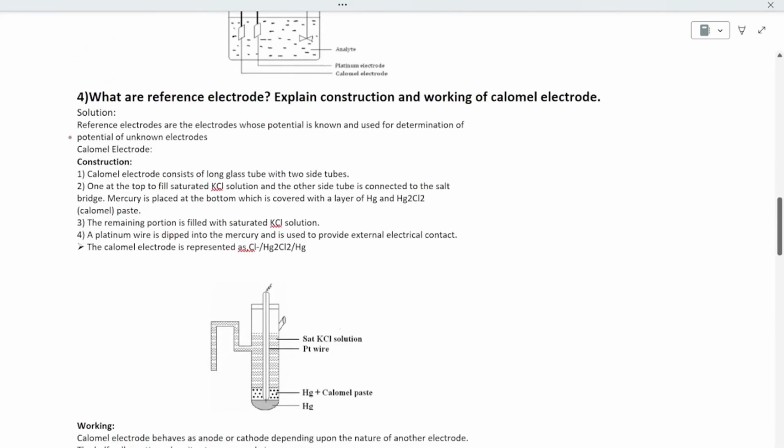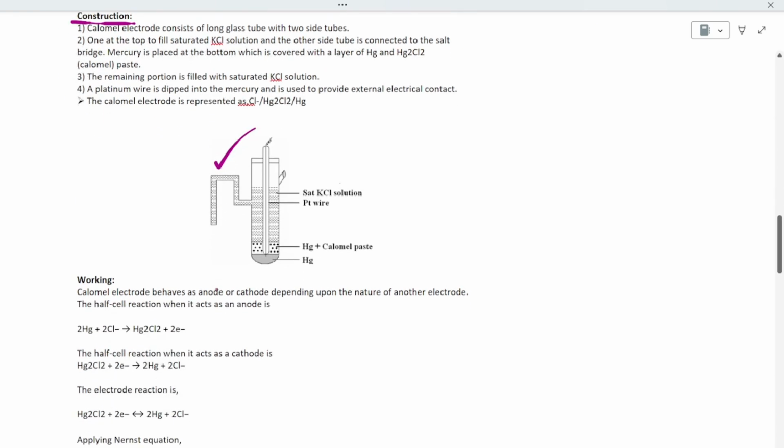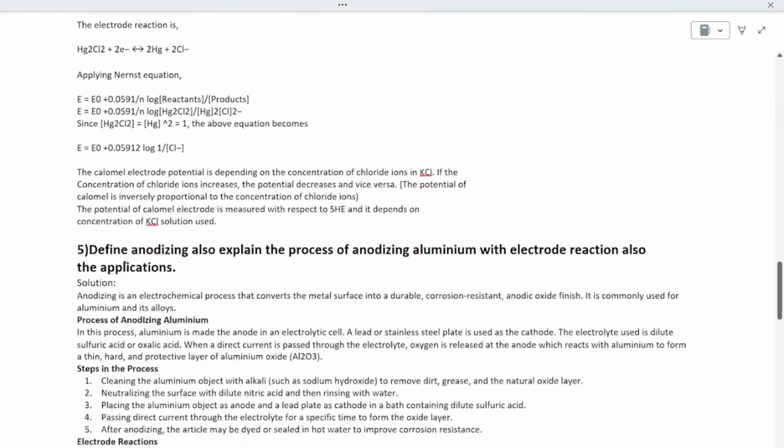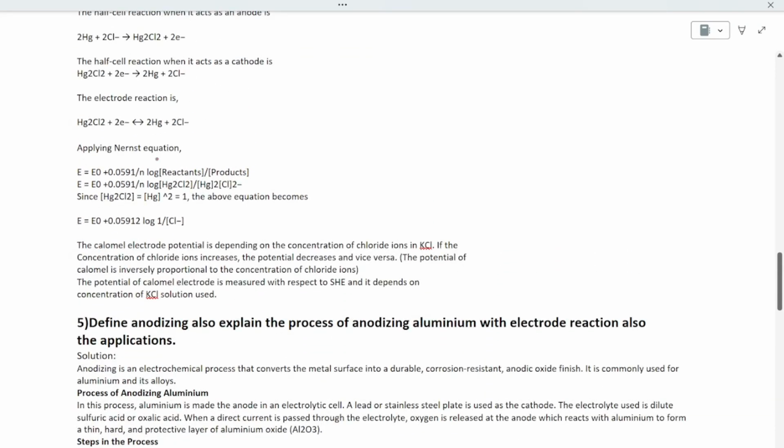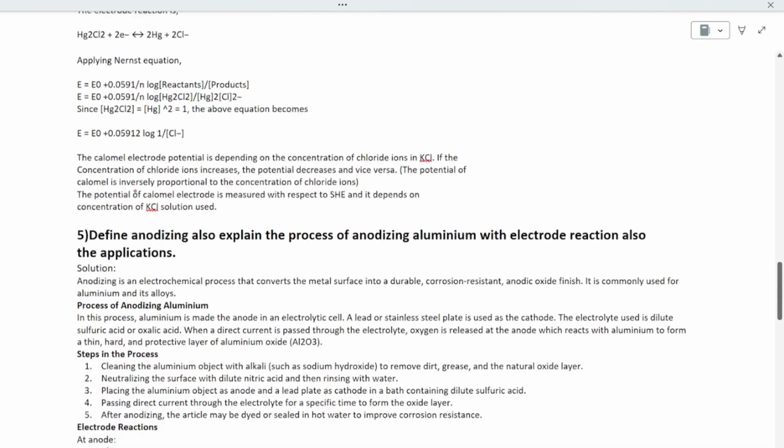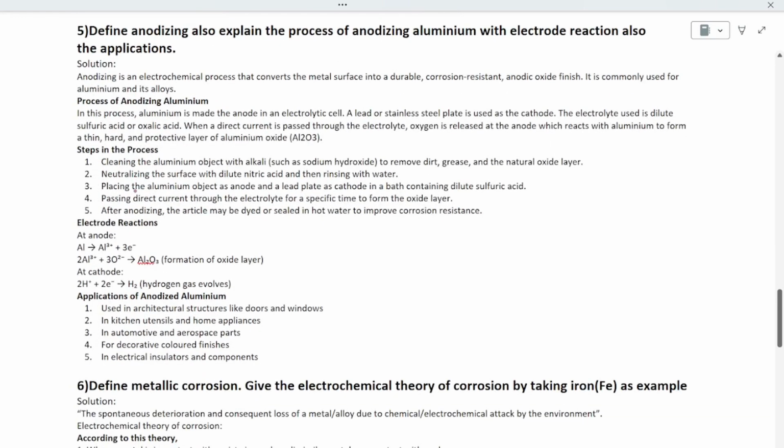And the next question is, what are reference electrodes, and we have to see the construction and working of the calomel electrode. We can say that it is one of the most important questions. You can study the construction and diagram with its working. Here is all the Nernst equation which is required, I have given here. You can go through it, you can score very easily.